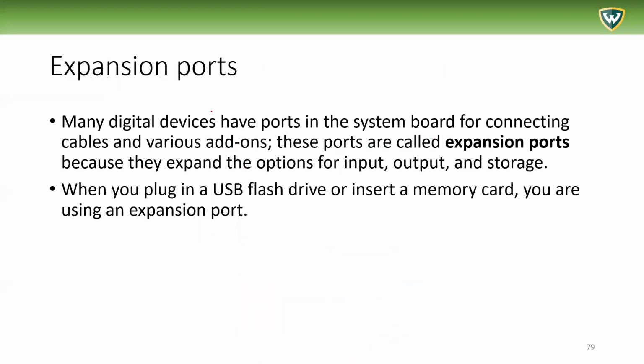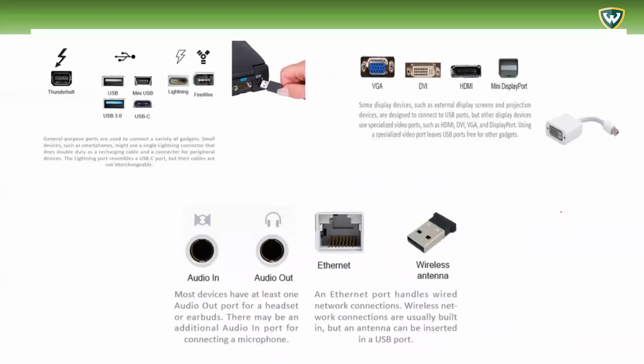Expansion ports. Many digital devices have ports in the system board for connecting cables and various add-ons. These ports are called expansion ports because they expand the options for input, output, and storage. When you plug in a USB flash drive or insert a memory card, you are using an expansion port. We had some images before too. You can take a look at those from the Raspberry Pi. Here's a more focused image of these. You have expansion ports. USB is a very common one nowadays because it can transfer all kinds of data and programs, and it's very fast and it keeps getting faster and faster.